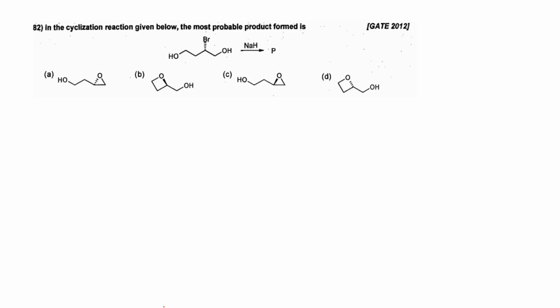So let's try to get an idea. I have given you this question. It came in GATE 2012. They have given this bromo alcohol type of compound and added a base. NaH is a base. We know that NaH dissociates like Na plus and H minus. This H minus acts as a strong base and abstracts the proton from this wedge.